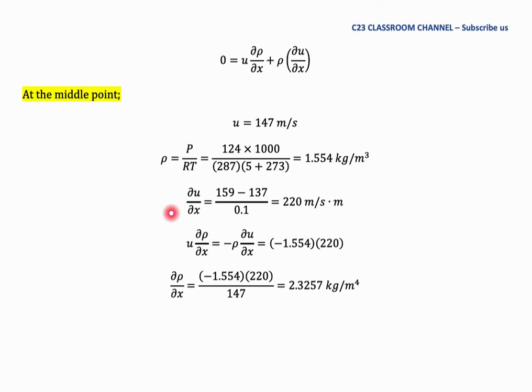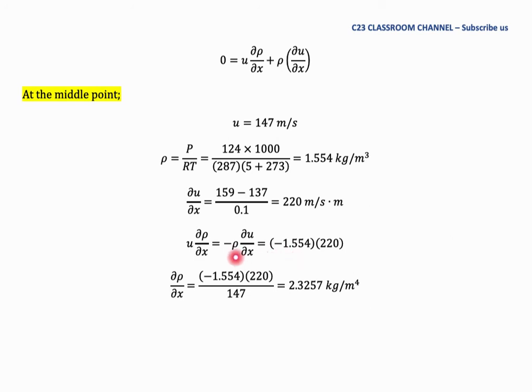So we could calculate the value of del u over del x by solving this one. I have already described this in a previous tutorial. So we have del u over del x equal to 220 meters per second per meter. So we have u del rho over del x is equal to minus rho del u over del x. This term actually comes from this term, so we bring the value of this one to the left side, so we have a minus sign like this.